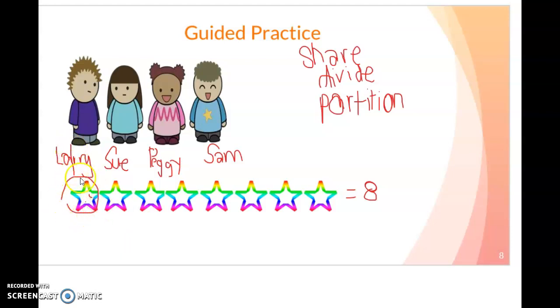Okay, Larry gets a star. I'm going to put Larry here. Sue, Peggy, and I'm going to put S-A-M for Sam. So now he still has some stars that he can share equally. There's another vocabulary word, share, with his friends.